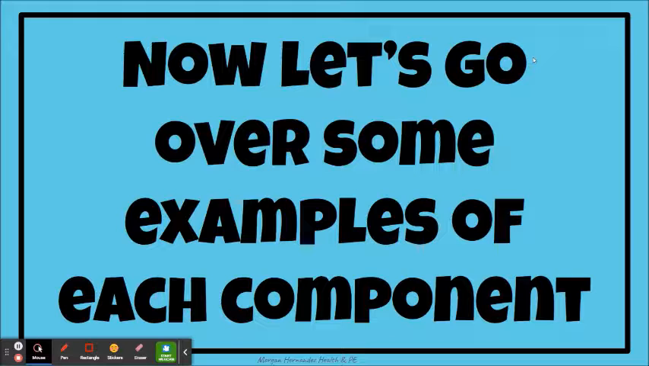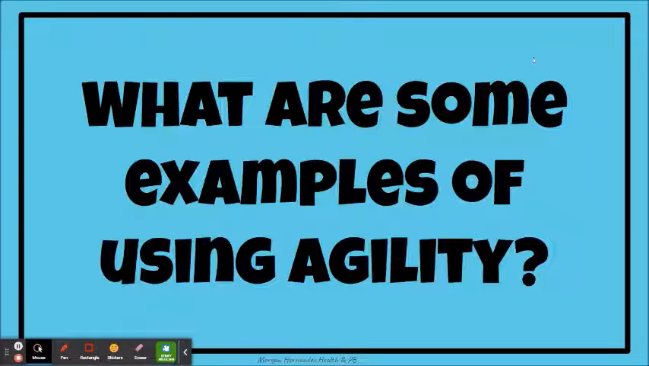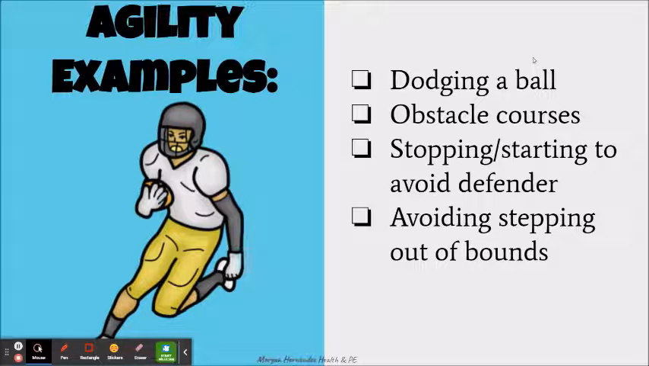All right, so now let's go over some examples of each of the components. Now, there are a lot of examples of each of these skill related fitness components for different sports. I'm going to just give you a few of them. Get ready to share your own examples of these skill related fitness components in different sports. All right, so what are some examples of using agility? Let's think about dodgeball, right? When you try to dodge a ball, you're using agility because you are moving to different directions easily and quickly.